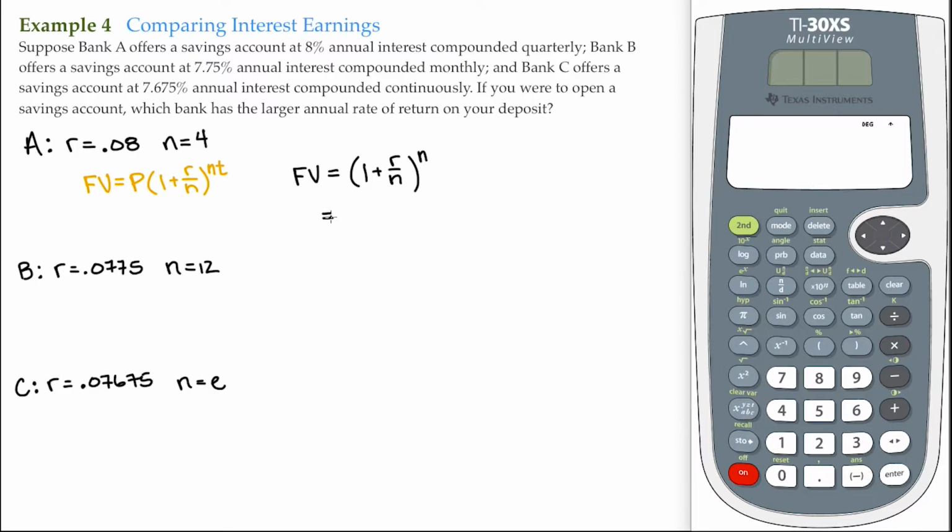So then for Bank A, we have 1 plus its rate, 0.08, divided by the number of compounds, that's 4, and raise it to the 4th power. Go into our calculator. 1 plus 0.08 divided by 4. Raise that to the 4th power. And that's approximately 1.08243216.